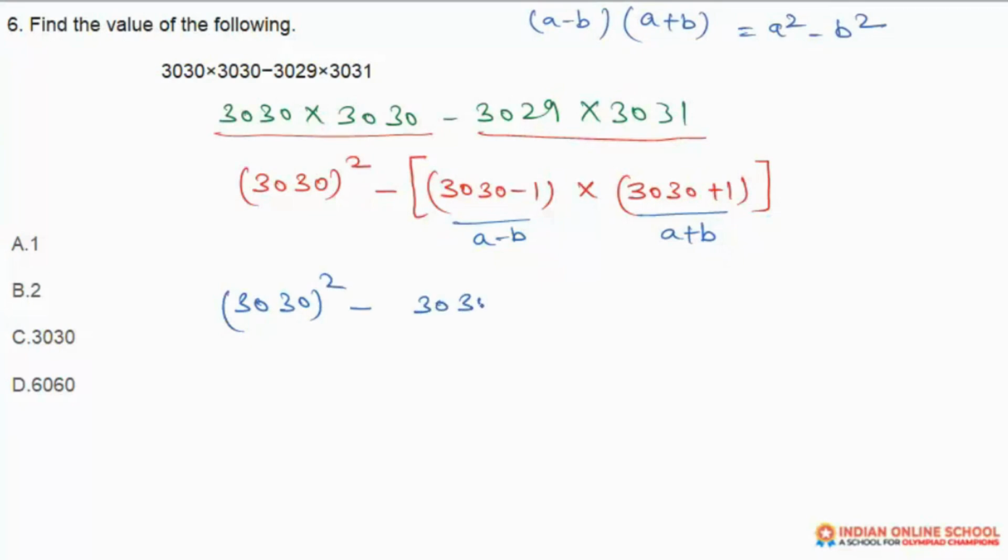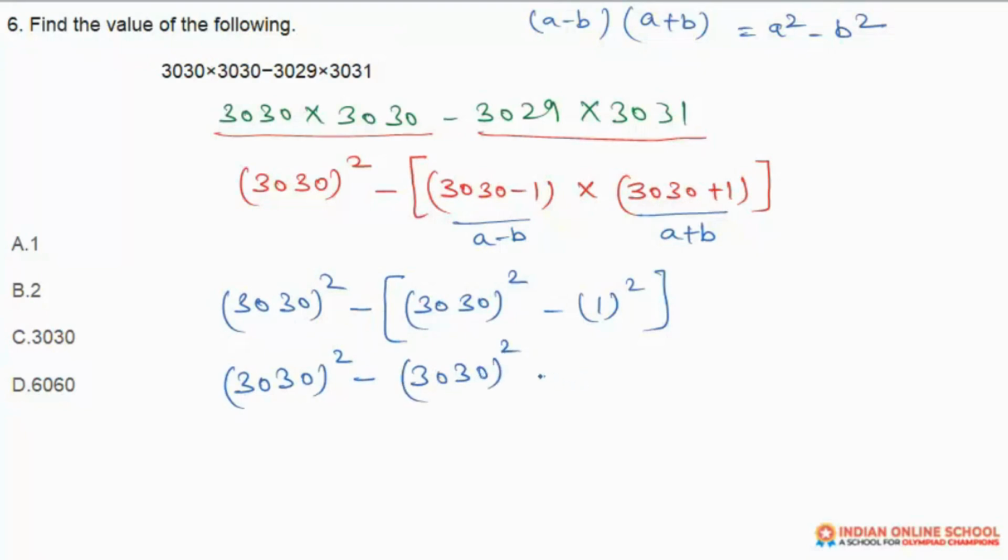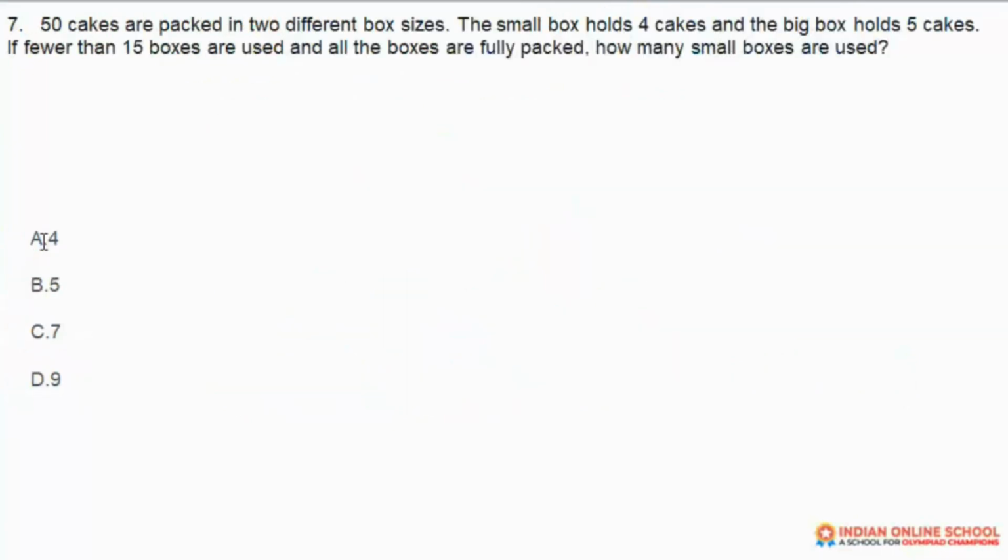So this entire thing we can write in the form of A square minus B square. So we are getting 3030 square minus 1 square. Okay? And when we open this bracket, we will be getting 3030 square minus 3030 square plus 1 square. Since they are positive and negative, they will cancel out, and we are getting 1 square, and the value of 1 square is always 1. So that is why option A needs to be 1. Got it? Let's go with the next question.